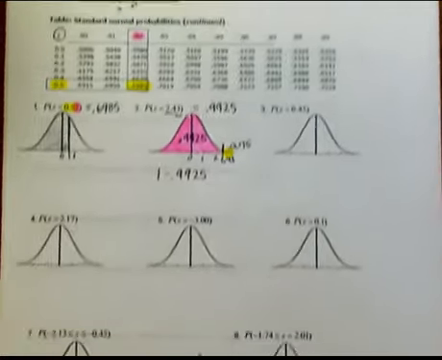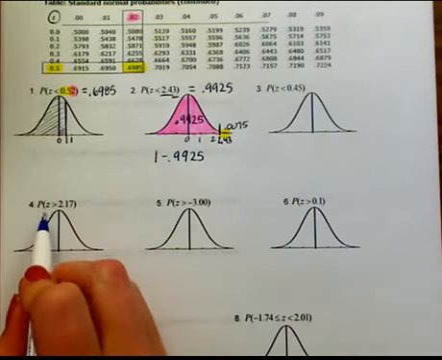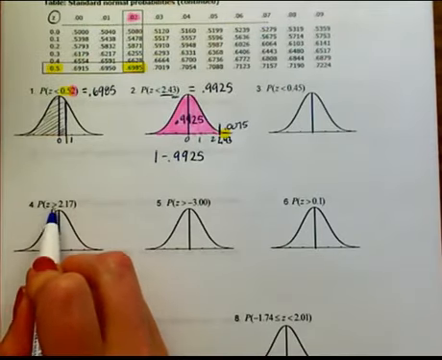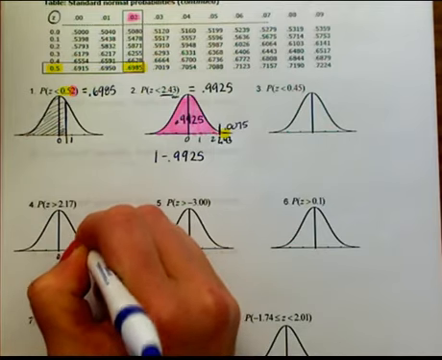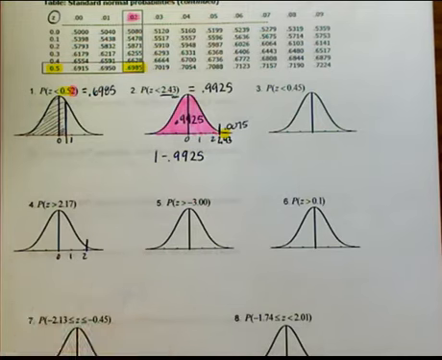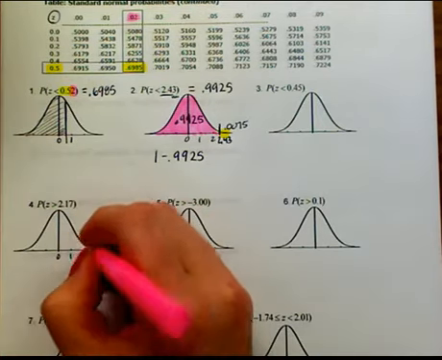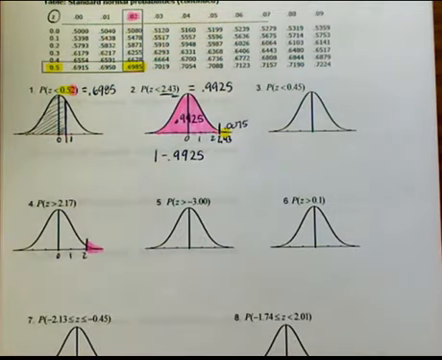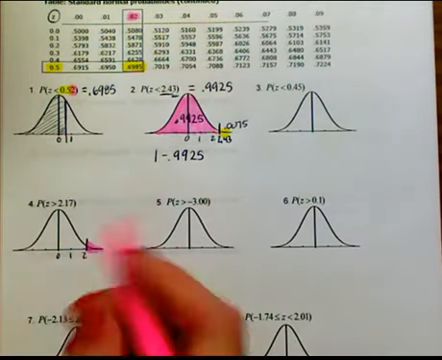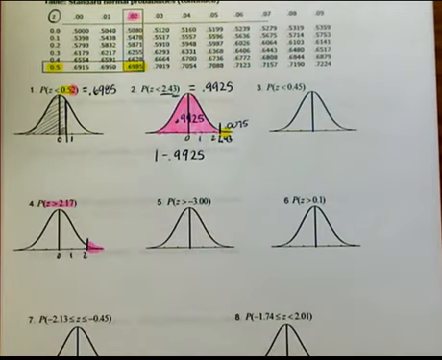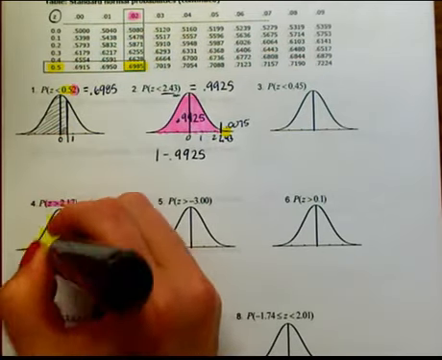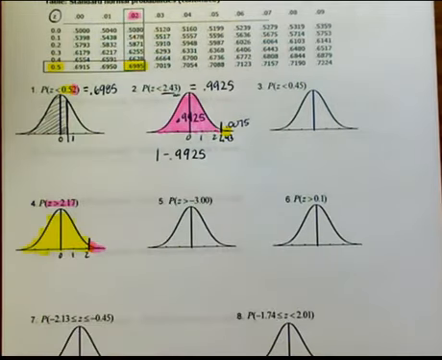Okay, let's do 4 and 5. Probability that z is greater than 2.17. Here's my z-score, 2.17. Now, it's asking for more than. I'm going to shade 2 sections. In this particular case, I'm looking for the pink, which is more than. Just going to shade both sections.